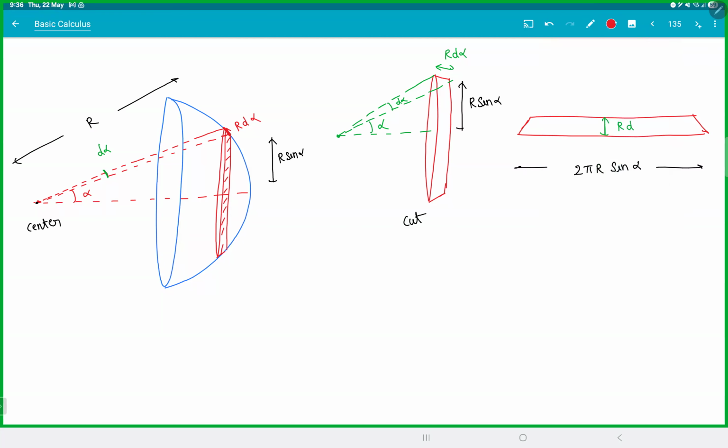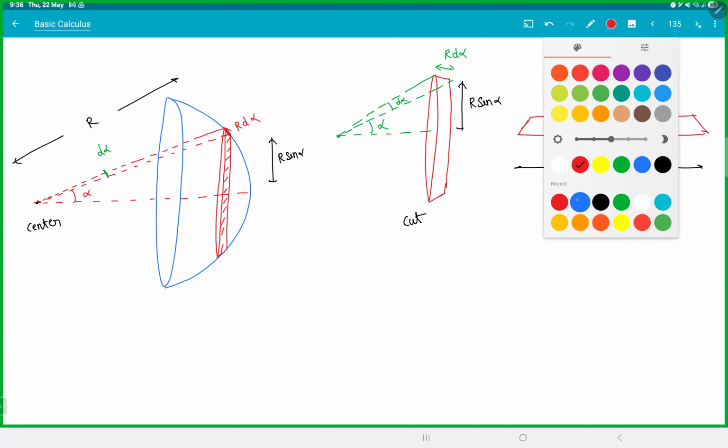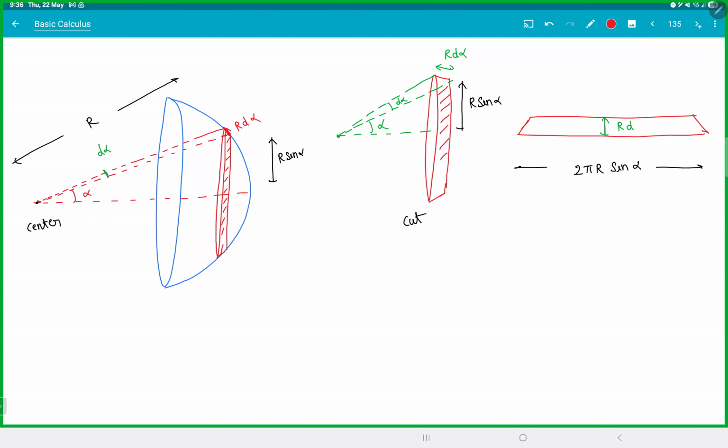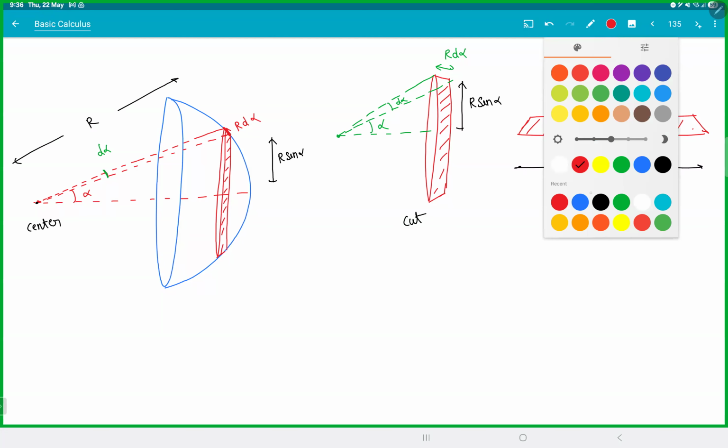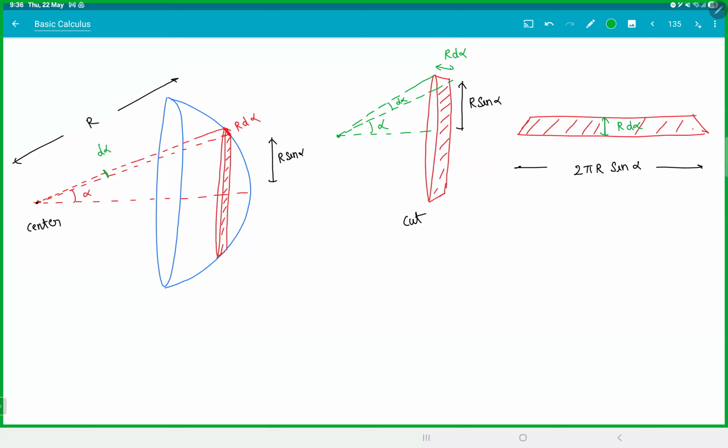So the dA, the surface area of this entire thing which you shaded, that is actually this guy only, isn't it? This is r d alpha. So the area dA, this is the surface area of the thin ring. It is length into breadth, which is 2 pi r sine alpha into r d alpha.